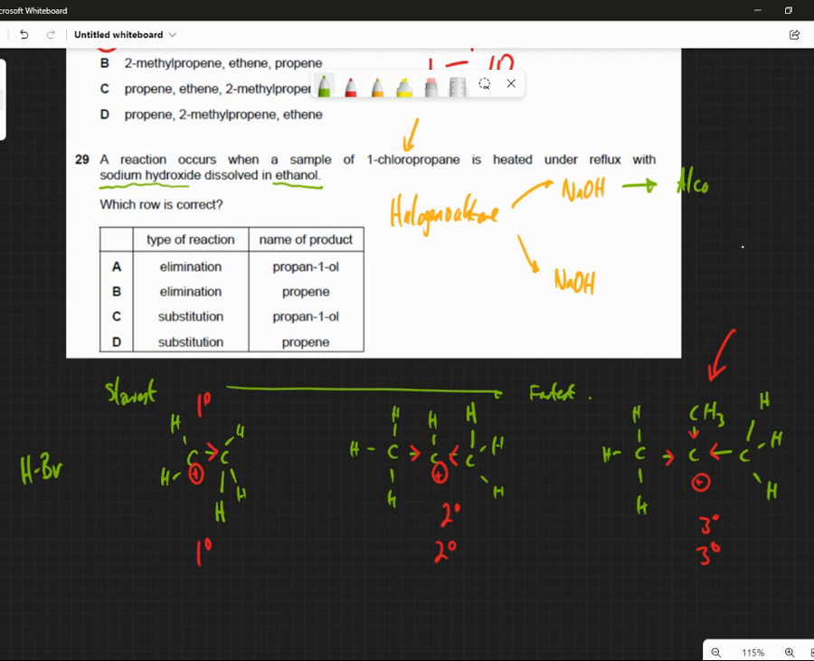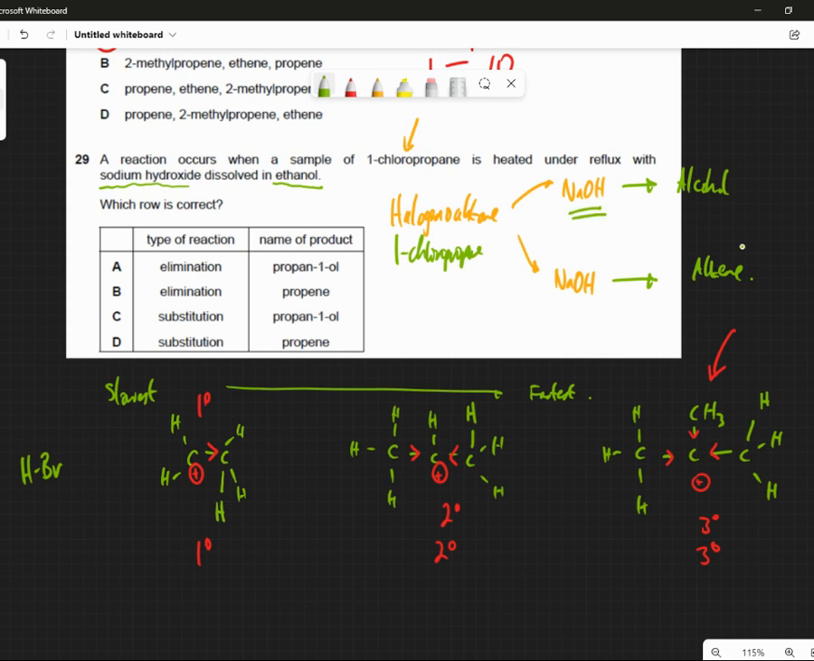Now, if we do one method, we end up with an alcohol. How do you spell alcohol? If we do it the other way, we end up with an alkene. Oh, I don't know why I wrote ethene now. It shouldn't have been that. It should have just been alkene. 1-chloropropane is a halogenoalkane.